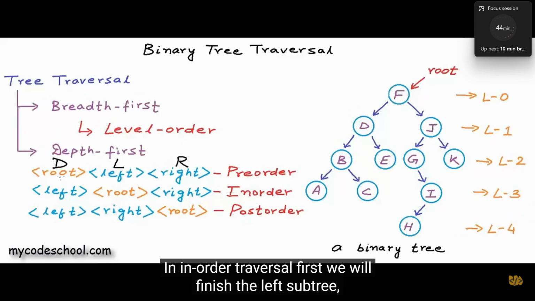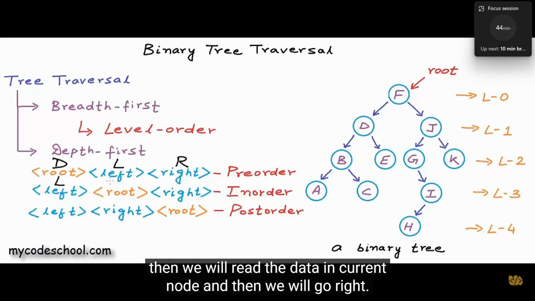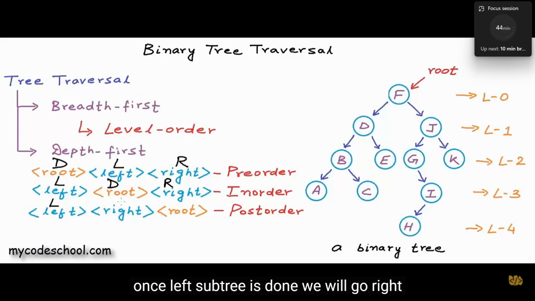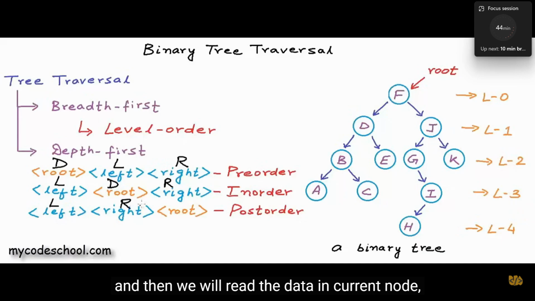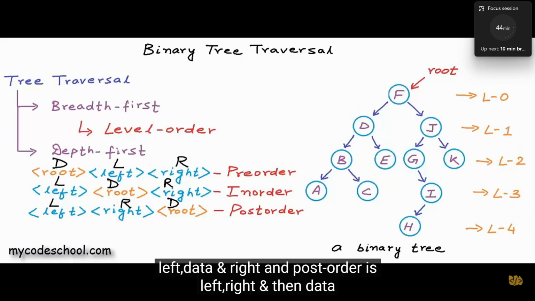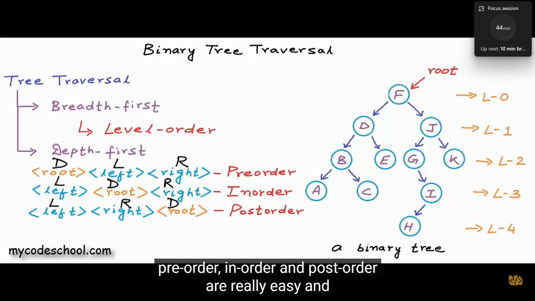In-order traversal, first we will finish the left subtree, then we will read the data in current node, and then we will go right. In post-order, for each node first we will go left, once left subtree is done we will go right, and then we will read the data in current node. So pre-order is data left right, in-order is left data right, and post-order is left right and then data.